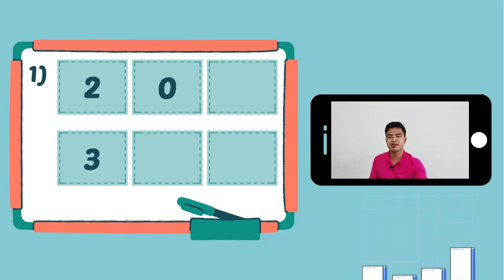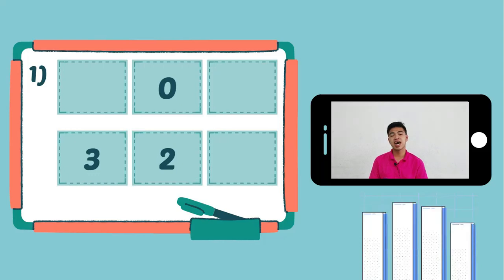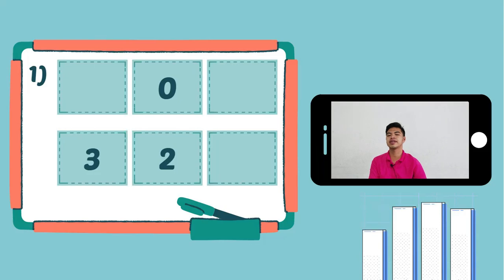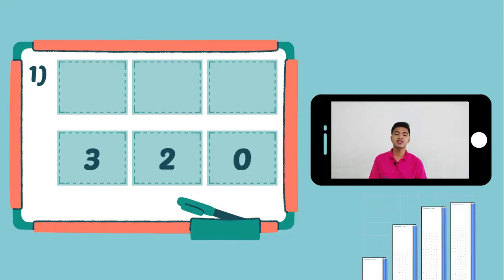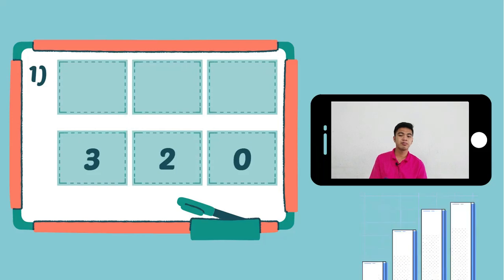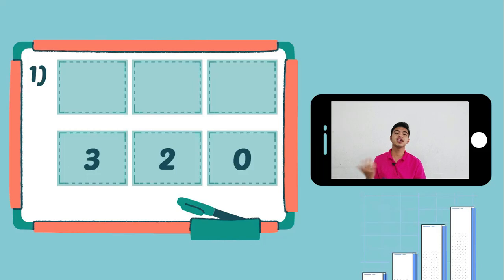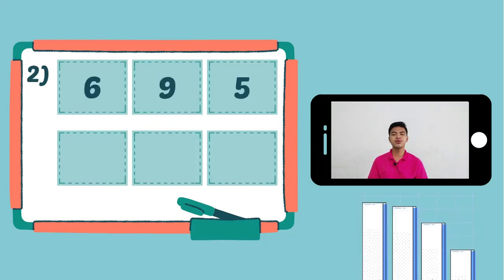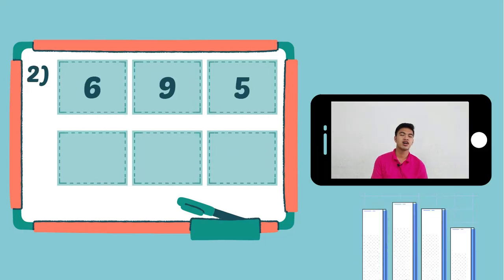Good job, the bigger number is 2. And then, since the last number that we have is only 0, we're just going to put it on the last part, okay? So our order here is 3, 2, 0. Those are the numbers arranged from the biggest to the smallest, or in descending order.